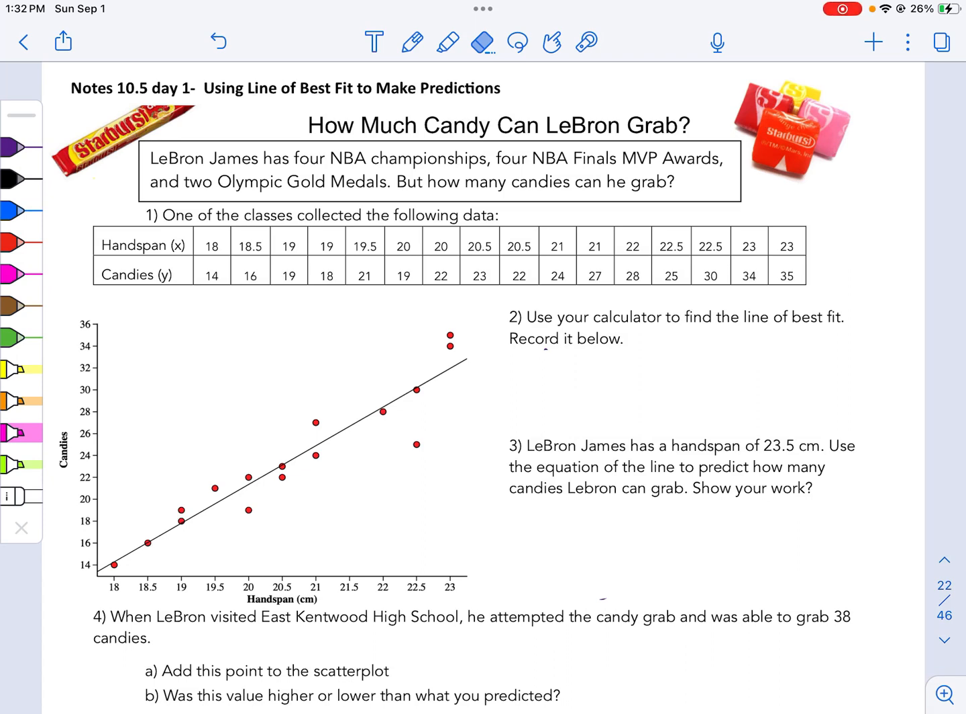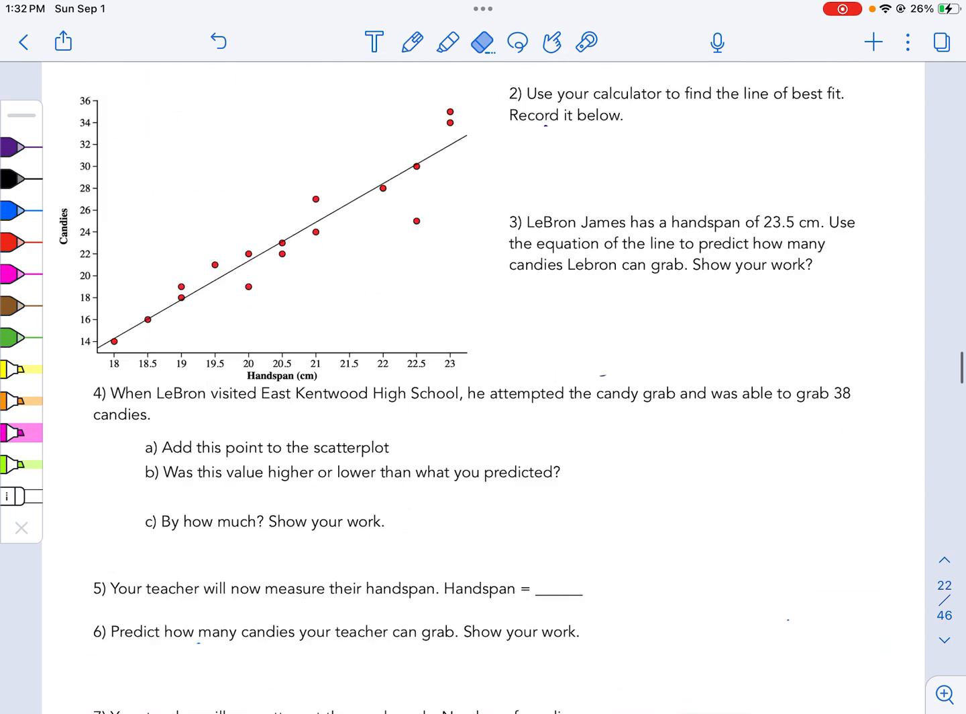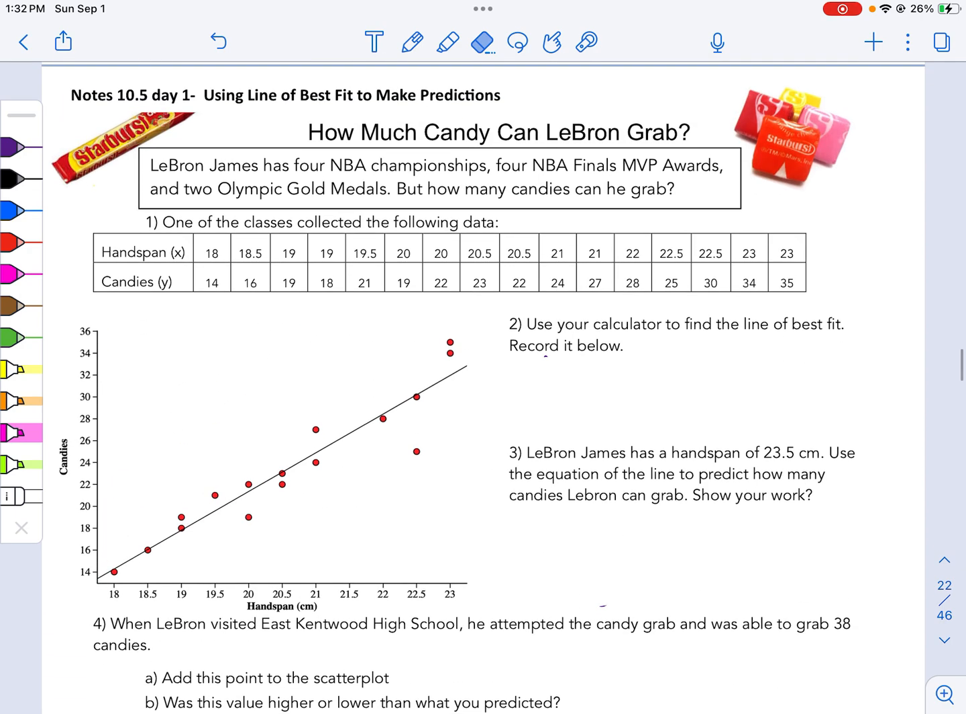All right, today we're going to look at the notes for 10.5 day 1, which you can find on page 22 of your packet. And we're going to actually use the line of best fit like we found yesterday, but we're going to use that line of best fit to make predictions.